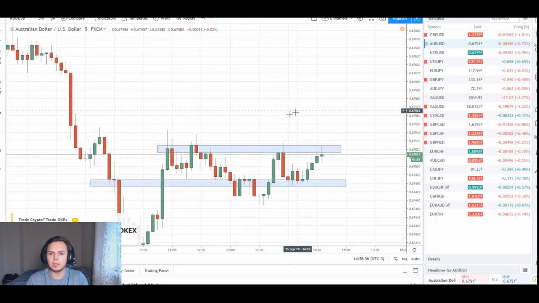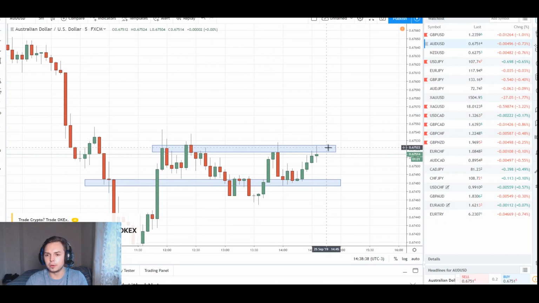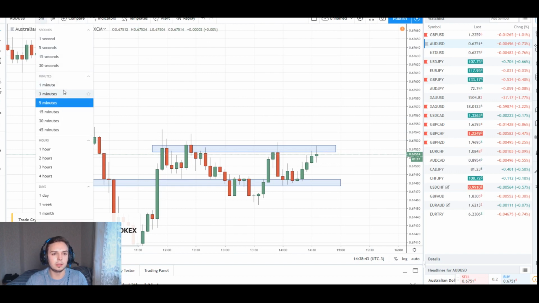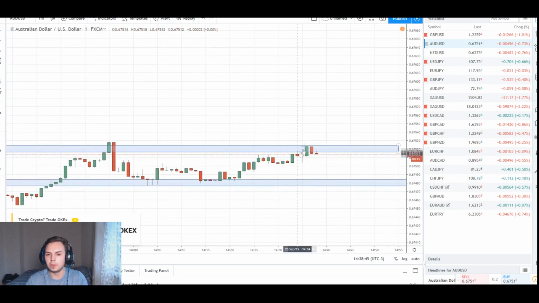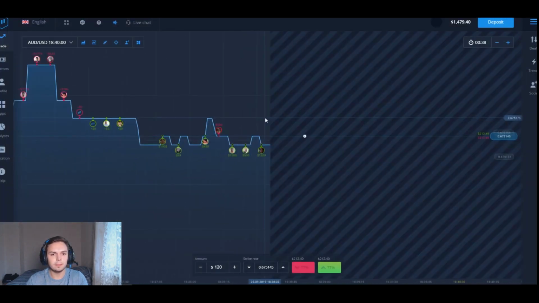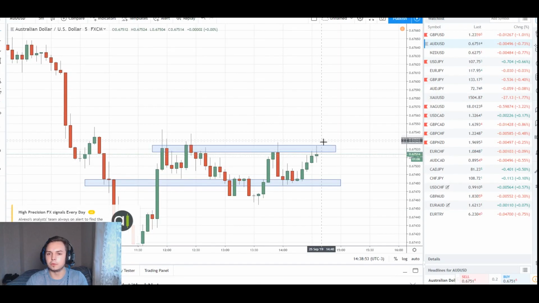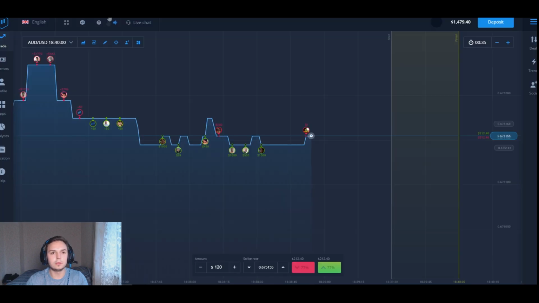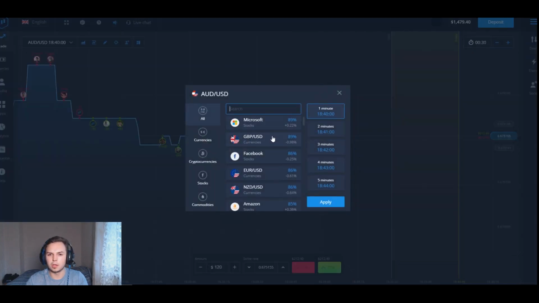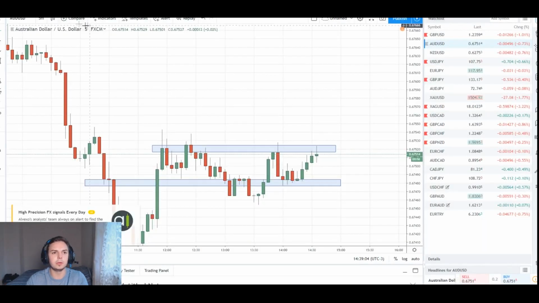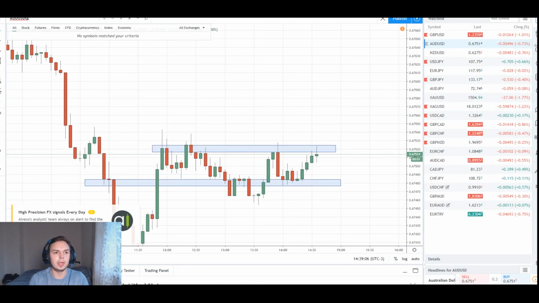So AUD USD, let's have a look. Should we wait for another trade of AUD USD at the moment? Let's maybe see what's going on in the 1 minute time frame. It's bouncing back over here. Yeah, okay. Maybe if it bounces back towards this area, could be good. But let's have a look for some other signals. Let's see what they have. Microsoft, we're not going to be trading that. GBP USD, let's maybe go back to GBP USD. What's going on over there?